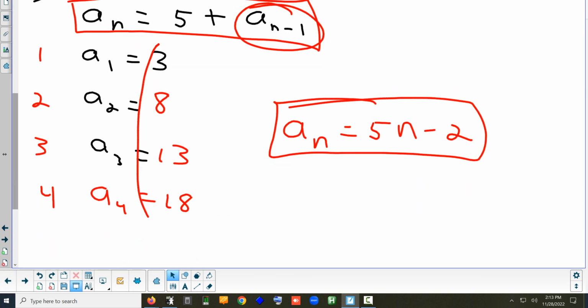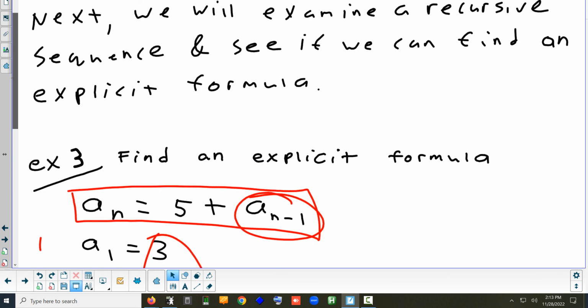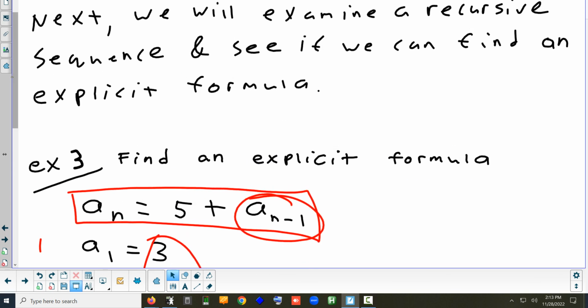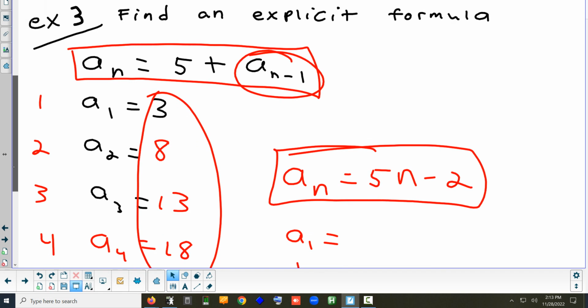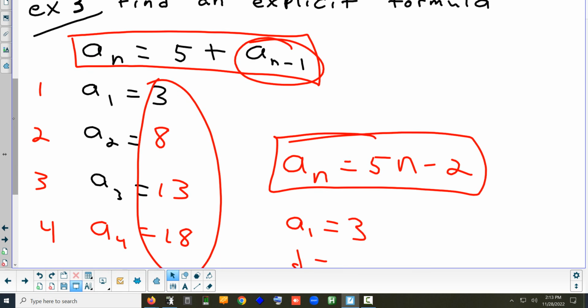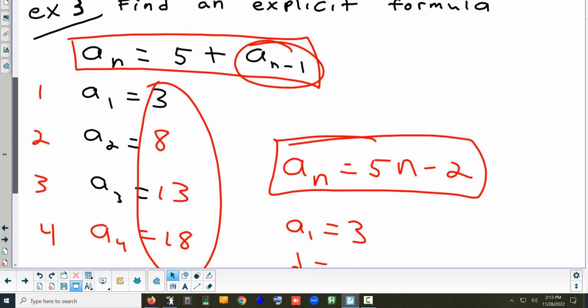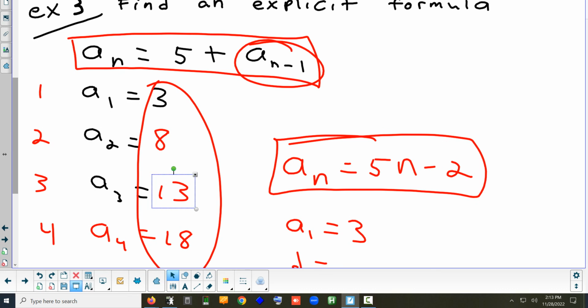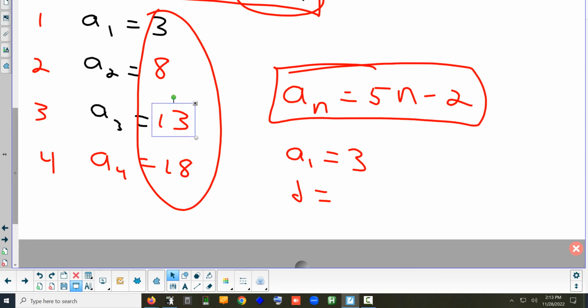All right, so let's look at these values. What's the first term in that sequence? 3? Right here. So yeah, first term is 3. So let's write that down. And what's the common difference? Like if you do 18 minus 13. Yeah, the common difference is 5.